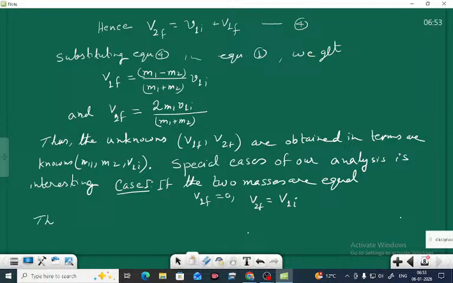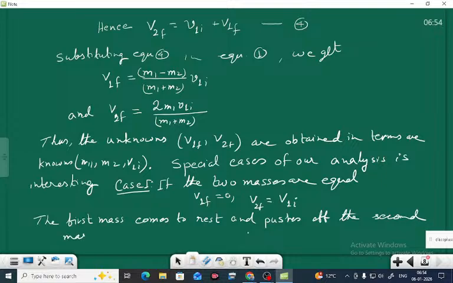The first mass comes to rest and pushes off the second mass with its initial speed. This is case 1.